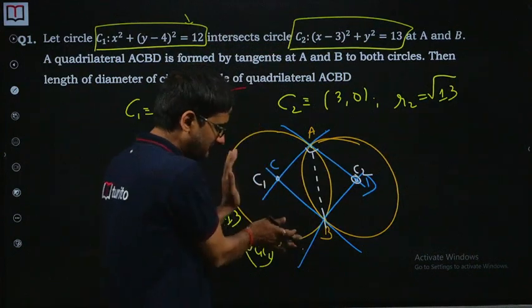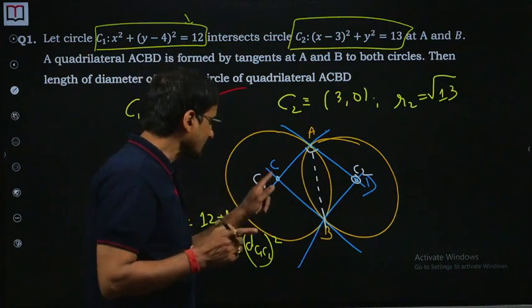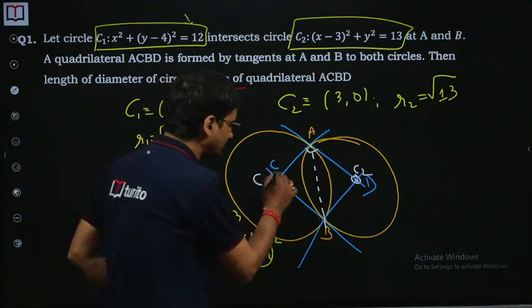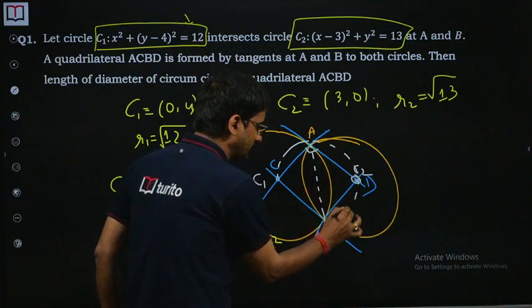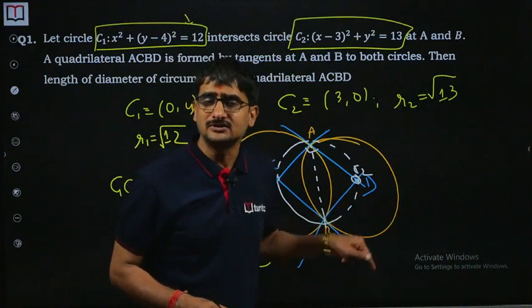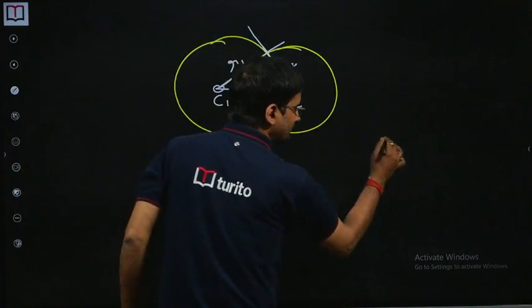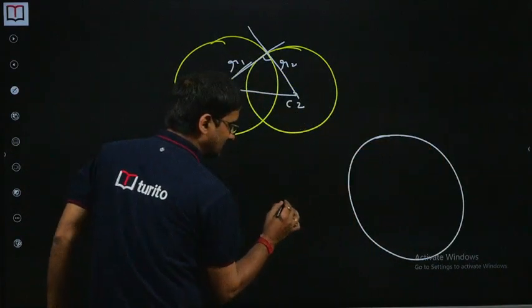So just forget the first circle here. CAB is a triangle. If you want to draw its circumcircle, the property says it always passes through the center of the circle to which the tangents are drawn. I would have discussed this property in my earlier videos also, but I am repeating it here.